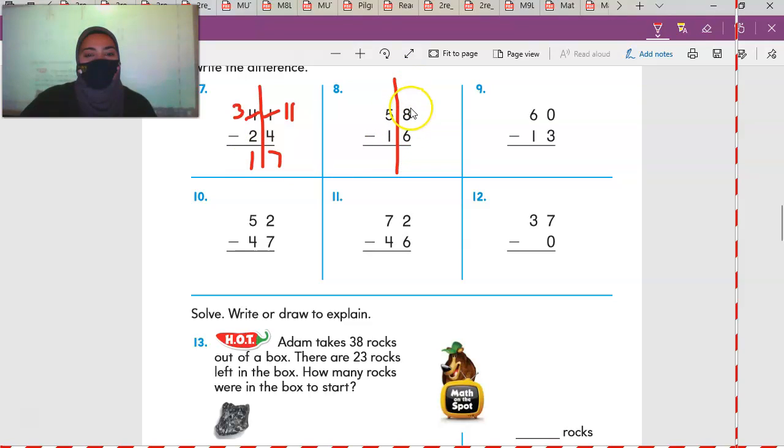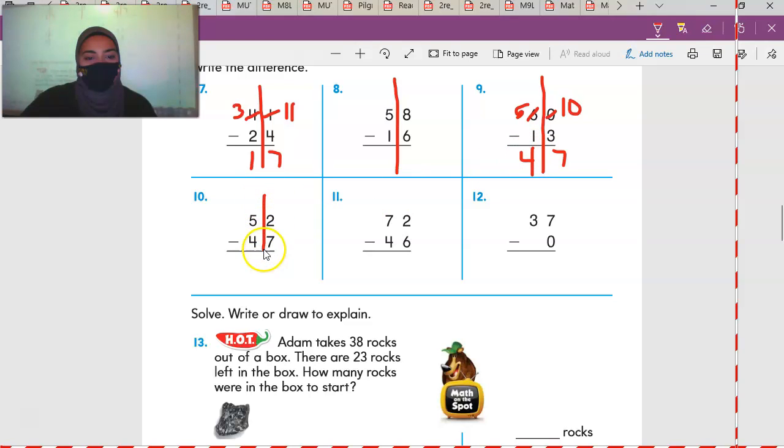Okay, number 8. Do I need to regroup? No, that's the easy one. Do it on your own. Number 9. Do I need to regroup? Yes, 0 is smaller than 3. What does the 6 become, class? 5. And what does the 0 become, class? What's 10 take away 3, class? 7. Very good. You guys have gotten good fast at this. Good job. 5 take away 1 is? 4. Very good.